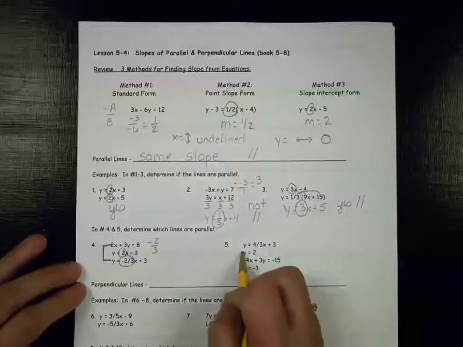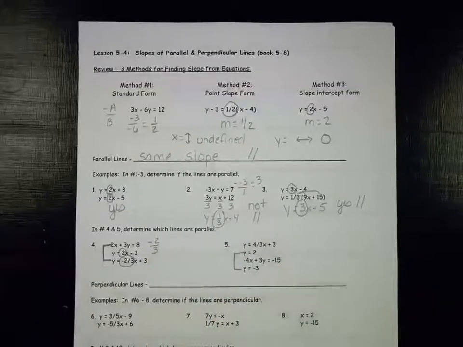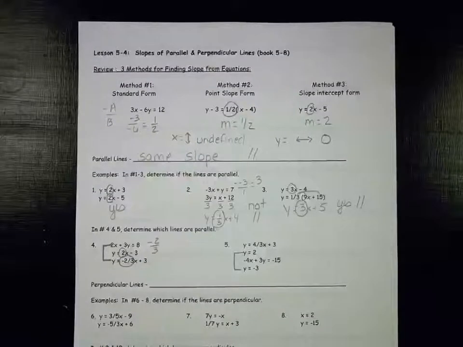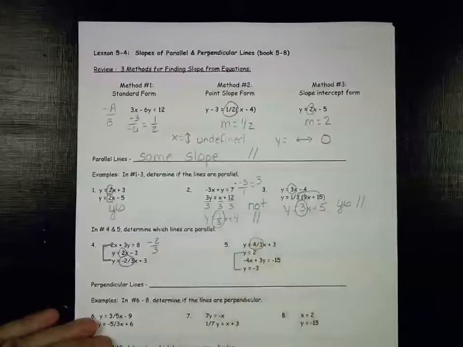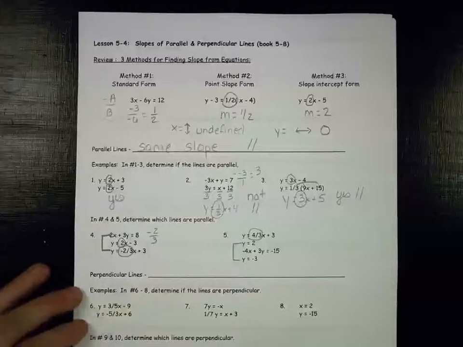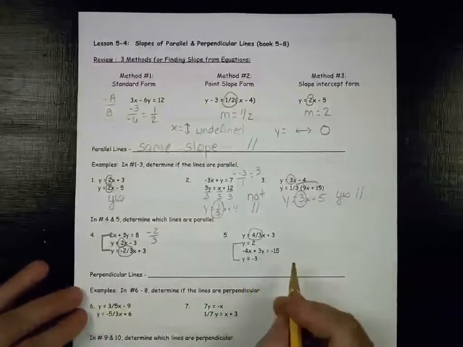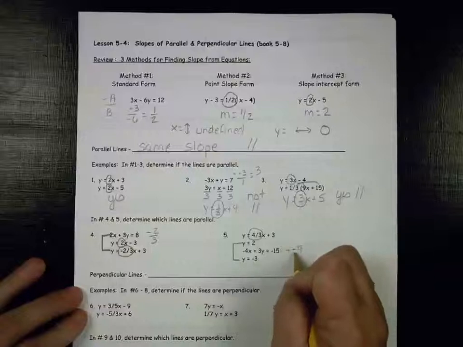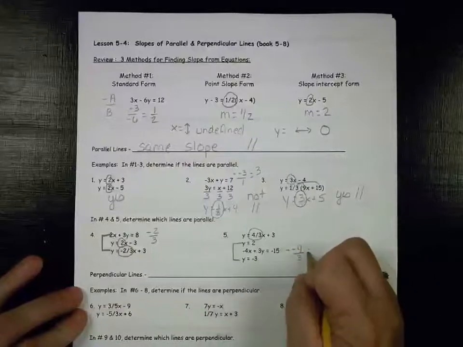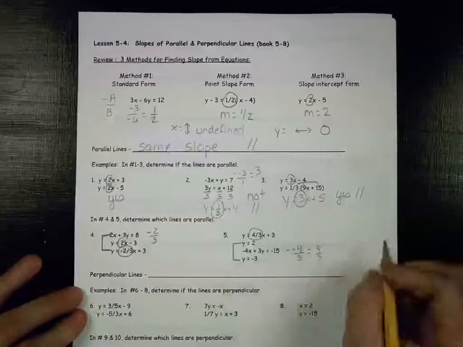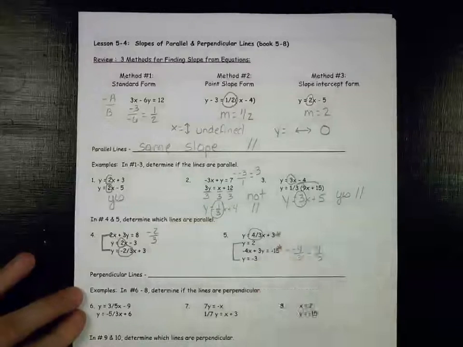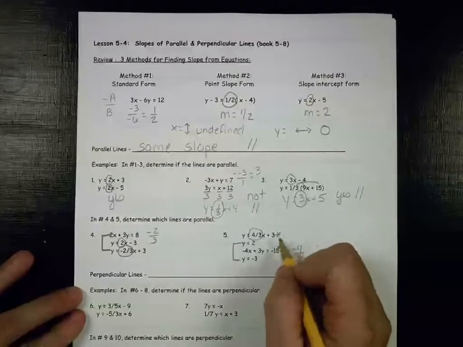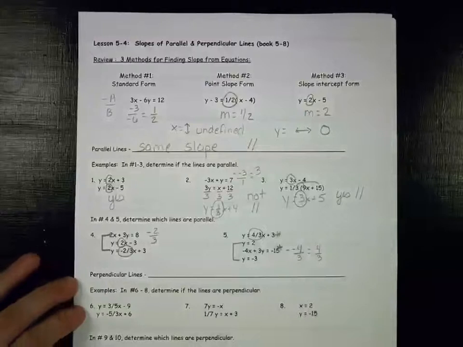Number 5, y equals 2, y equals negative 3. Those are both horizontal lines, so those two are parallel. This one, the slope of that line is 4/3. And in standard form, we do negative a over b, so negative 4 over 3. And the slope of that one would also be 4/3. So I'm going to put stars right there, and those two are also parallel.